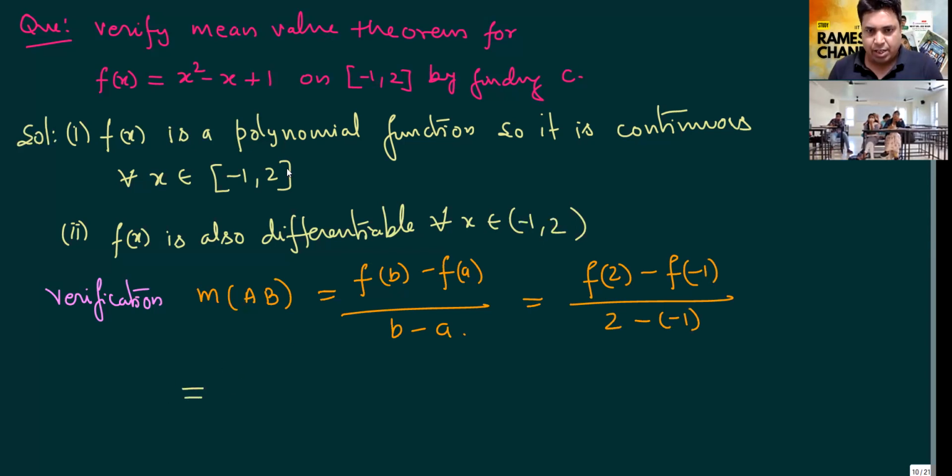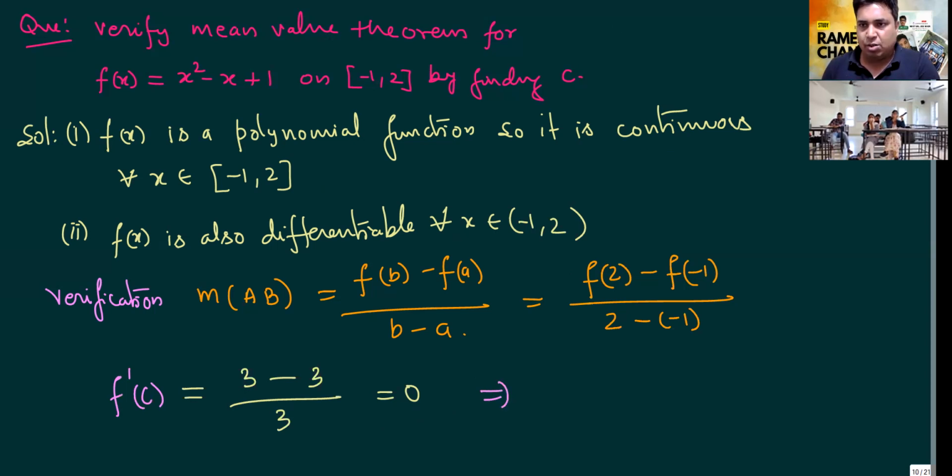So how much are we getting? f of 2 becomes equal to 2 square is 4, minus 2 is 2, plus 1 is 3, minus, what is the value of it at -1? 3, sir. It is 3 upon 3. It is 0. It means that there must be at least one C where f dash C becomes equal to 0. So this is f dash C equal to 0. So we need to find C.